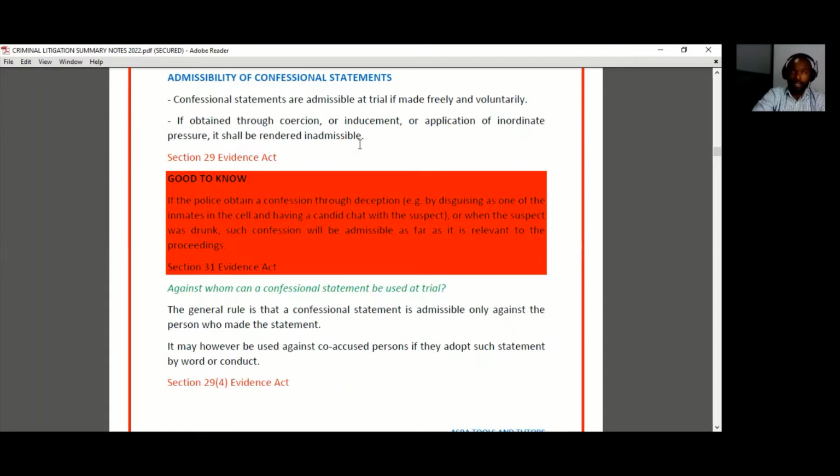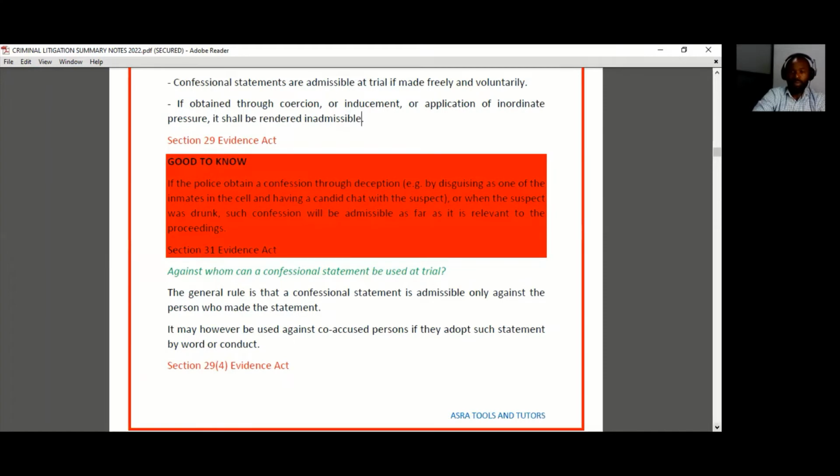The answer is yes, because Section 31 of the Evidence Act tells us that there is no deception practiced by the police that would render the statement inadmissible, except where it was not voluntarily given. So that is the touchstone that determines admissibility of statements, the voluntariness of the statement.